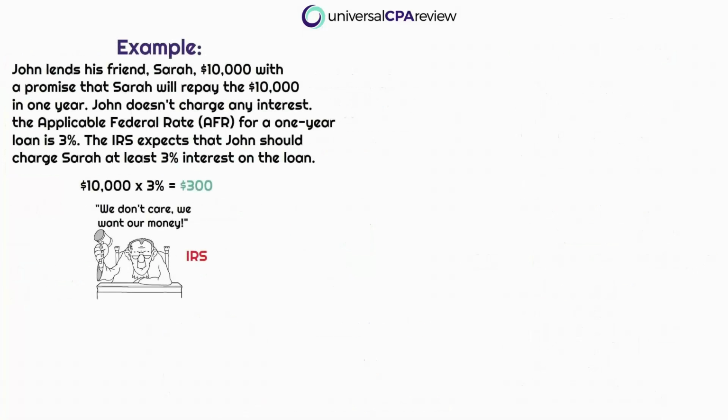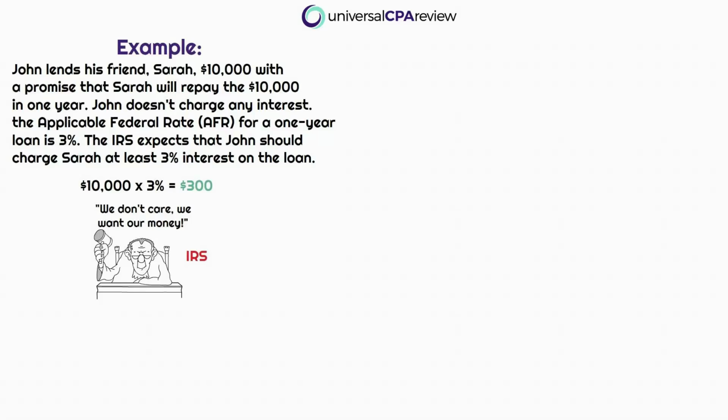Okay, so let's go through an example. John lends his friend Sarah $10,000 with a promise that Sarah will repay the $10,000 in 1 year. John doesn't charge any interest. However, let's say that the applicable federal rate, right, the AFR, for a 1-year loan is 3%. So the IRS expects that John should charge Sarah at least 3% interest on the loan. And this means that on a loan of $10,000, John should receive $300 in interest over the year.